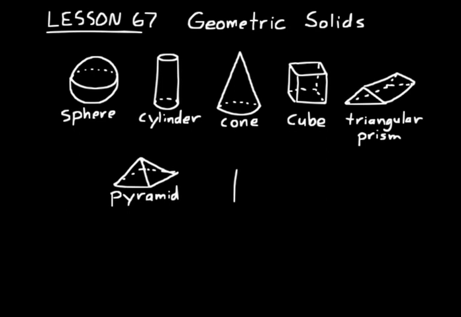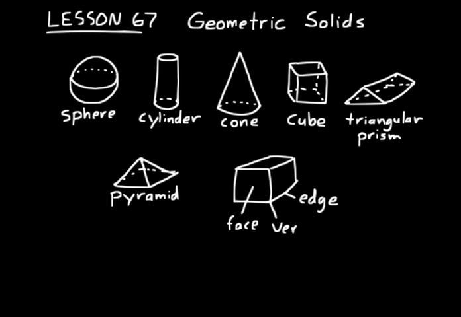Let's just draw a cube here and kind of talk about the anatomy of a geometric solid. This is called a face. This is called an edge. This is called a vertex. It's a place where three edges meet together. So a cube has 6 faces. It has 12 edges and it has 8 vertices.